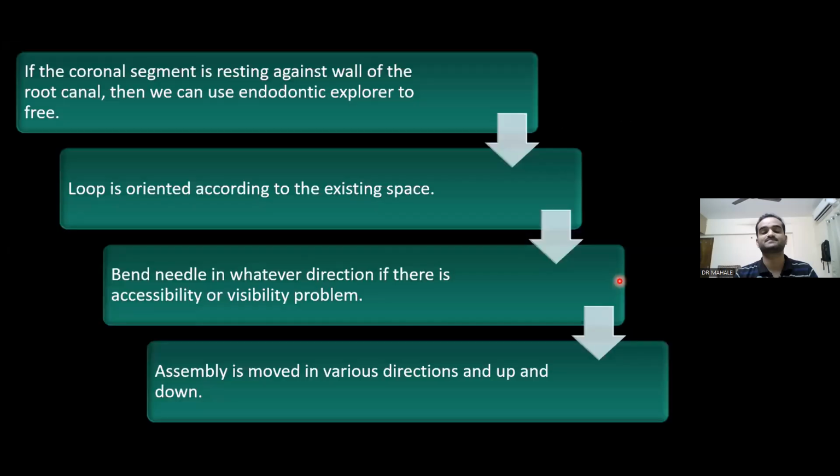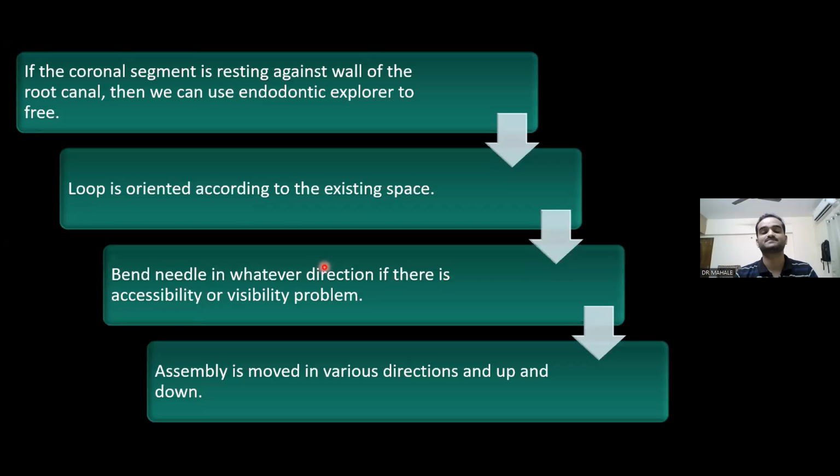So there are several points you should consider before using the loop technique. If the coronal segment is resting against the wall of the root canal, then we can use the endodontic explorer to loosen and free the segment from the wall. One more thing is the loop should always be oriented according to the existing space. If there is space along the distal wall of the canal, then the loop is oriented mesially, so that our needle will go into the space and the loop will engage the file.